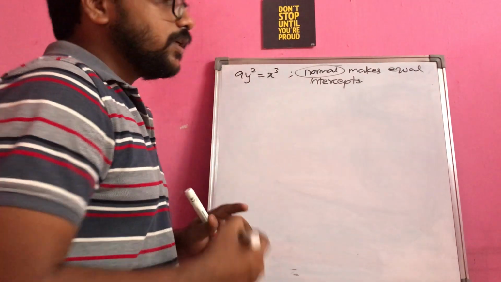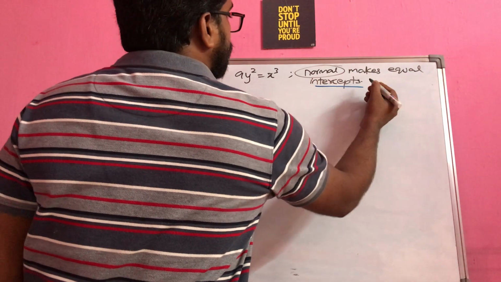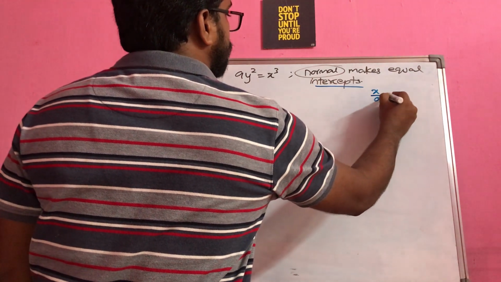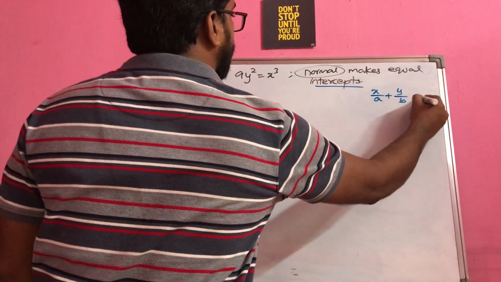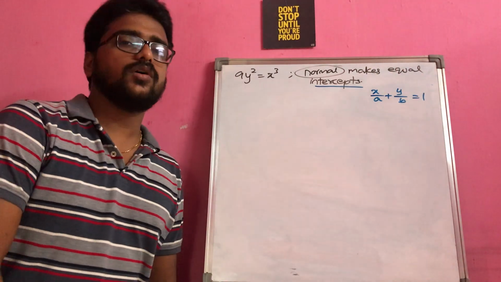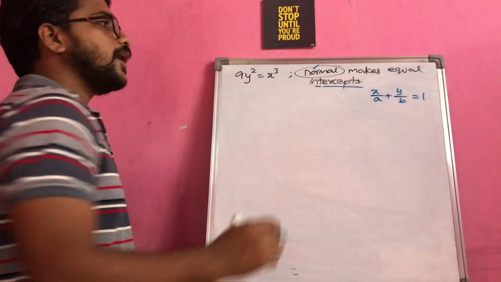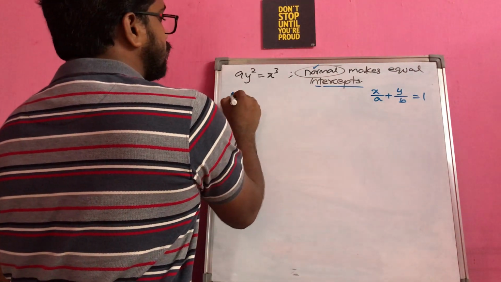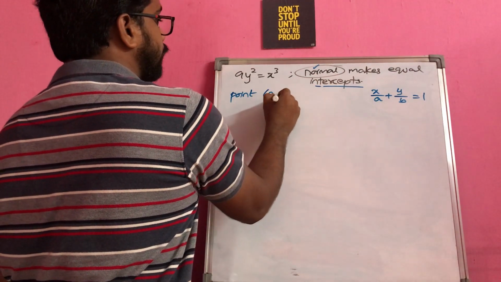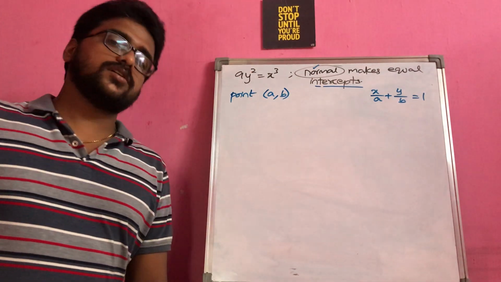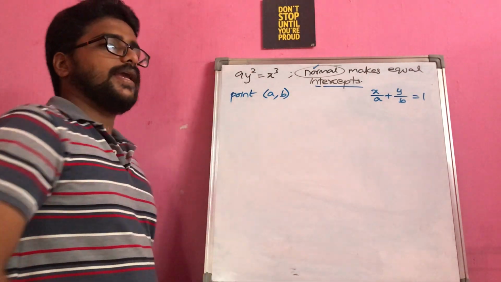Now see here, they are asking us to find the normal that has to make the equal intercepts. So whenever they are talking about the intercepts, my required equation should be in the form of x by a plus y by b is equal to 1. So they are talking about the normal. So let me take the point as a comma b. That means I am finding the equation of normal at the point a comma b.